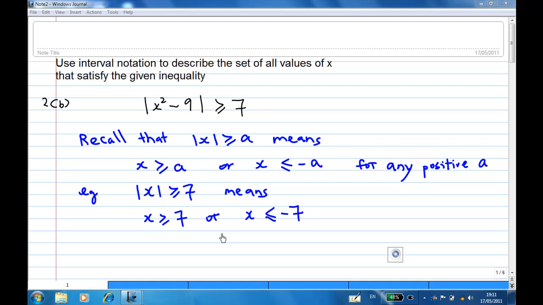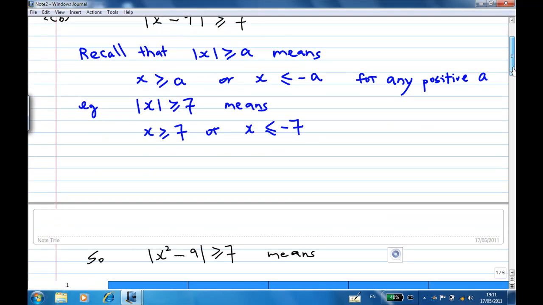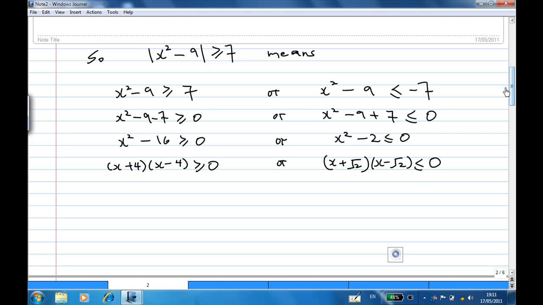Apply this to the situation. Absolute value of x squared minus 9 greater than or equal to 7 means x squared minus 9 greater than or equal to 7 or x squared minus 9 less than or equal to minus 7.